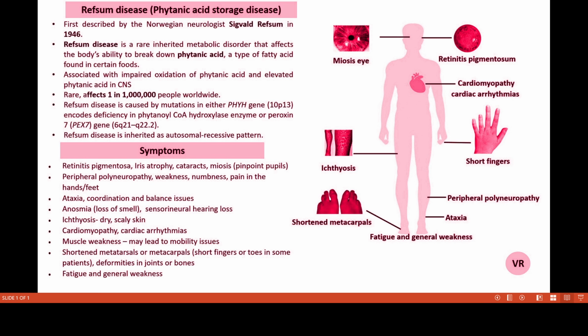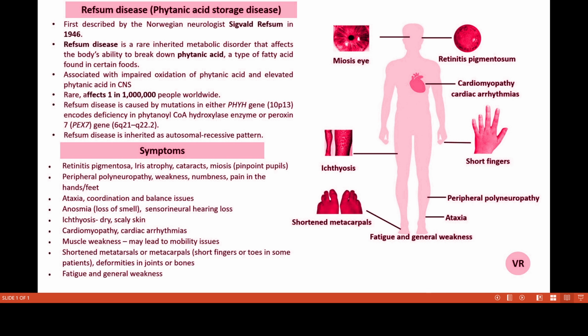While there is no cure, early and consistent management can significantly improve quality of life and prevent complications, especially vision, neuropathy, and heart issues. Refsum disease patients often require a multidisciplinary team approach, including neurologists, ophthalmologists, dermatologists, and cardiologists. The disease is managed with a lifelong, strict, low phytanic acid diet, which involves avoiding dairy products, ruminant meats, and some fish to limit the accumulation of phytanic acid, the fatty acid that causes the condition.